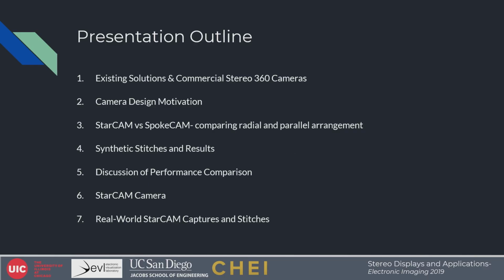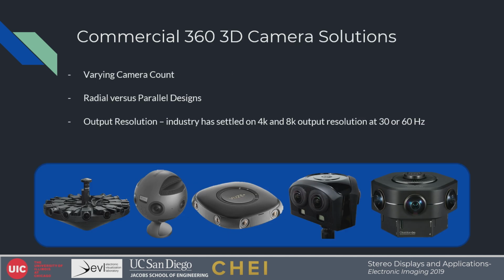Over my talk, I'll be going a little bit into the background of different stereoscopic 360 systems that are available on the market, the design motivation behind having high resolution cameras, and then addressing the main difference between a radial spoke design and an interleaved parallel design. If you're a little confused about what these words mean, I'll get to those shortly. We're going to explore some synthetic stitches of these two designs to see how they compare, discuss their performance differences, and introduce the physical camera, the StarCam as we call it, and its real-world capture data.